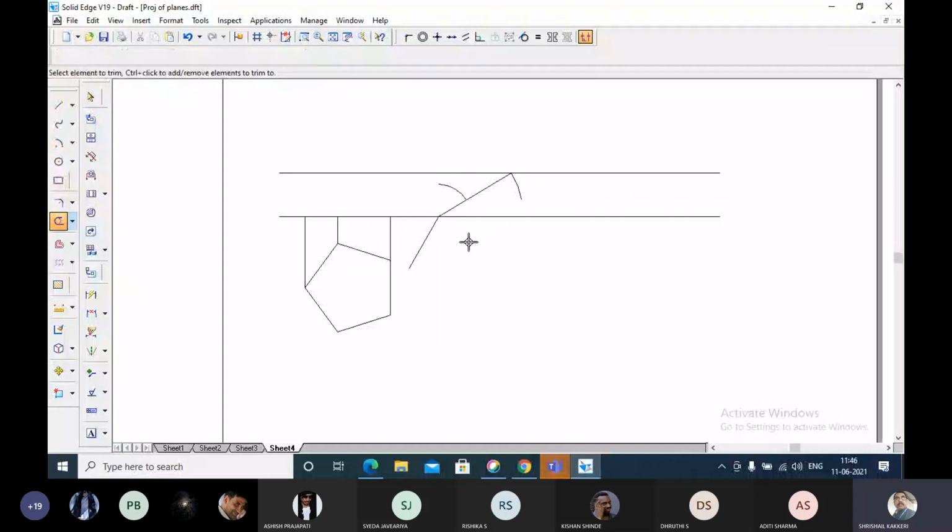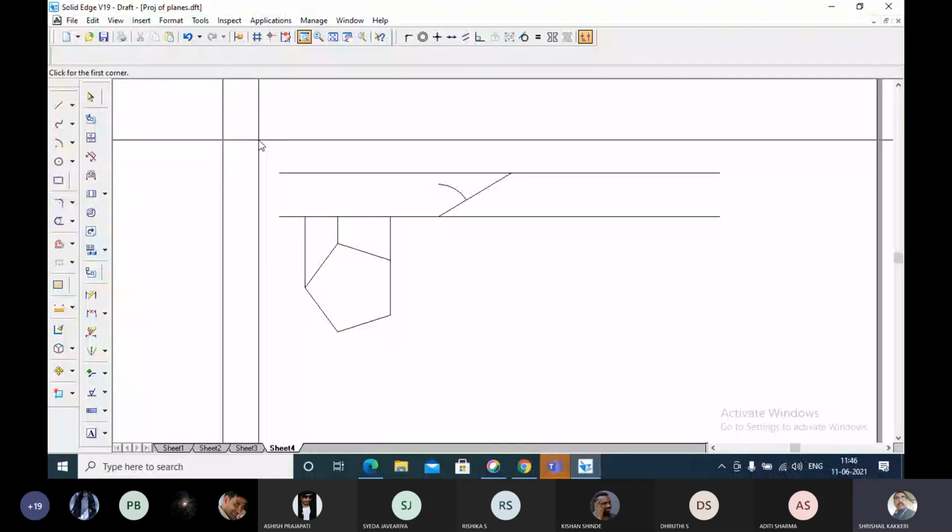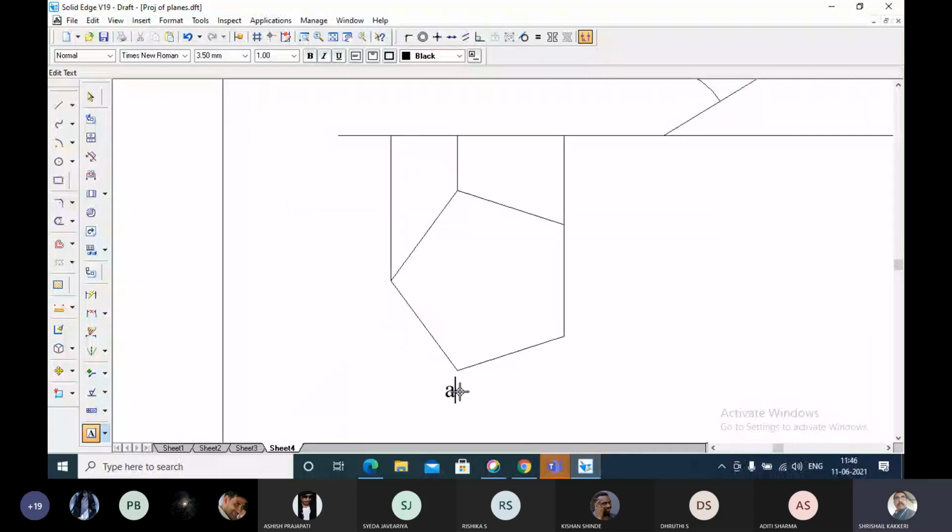Okay, I got all this. I got this one also, and I got this also. I don't want the end points. Now let me draw the vertical lines. Or before that, to avoid the confusions, you can write the ABCD points. You can write A, B, C, D, E. Okay, you should not cross the figure.